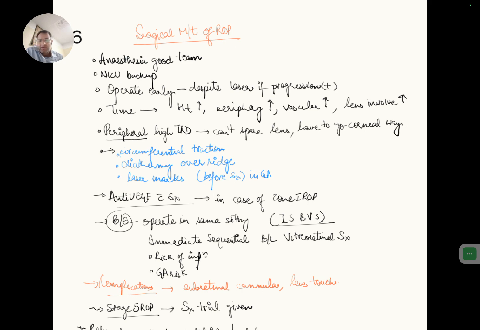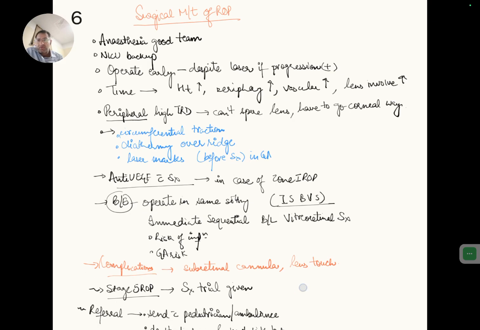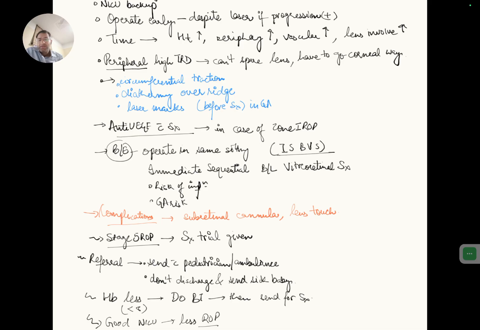What are the complications? Complications of this is subretinal cannula. The cannula can go subretinal, the pediatric cannulas, and the lens touch can be there during the surgery if we are not going the corneal way. Stage 5 ROP. Why can't we give the surgical trial? We should always give a try rather than directly telling no, especially if the parents are willing for surgery.